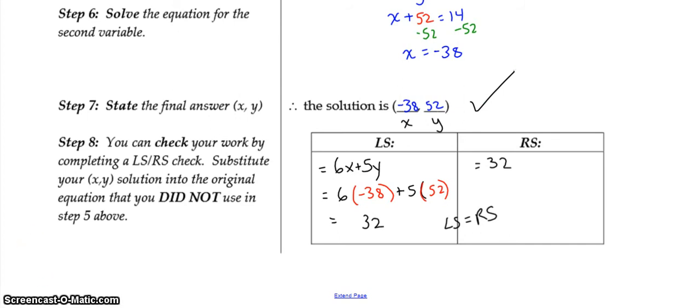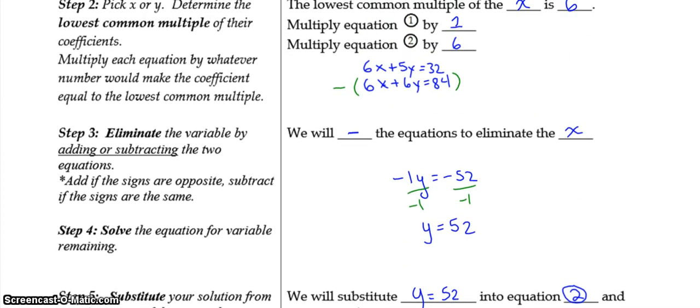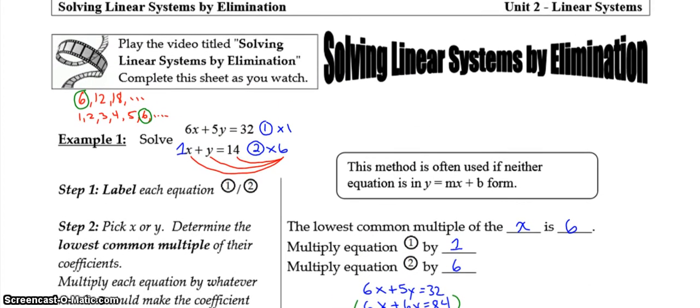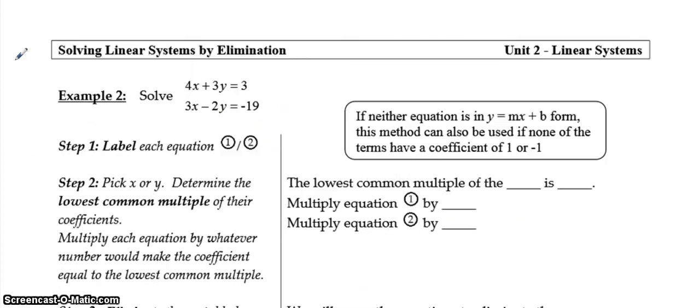So that's your first example. Let's go through it again. Try another example together. So again, we have our two equations in the same format. The x and the y's are on the left, the constant is on the right.